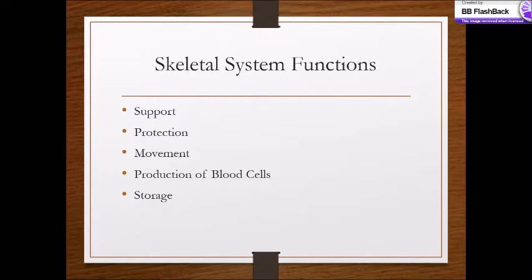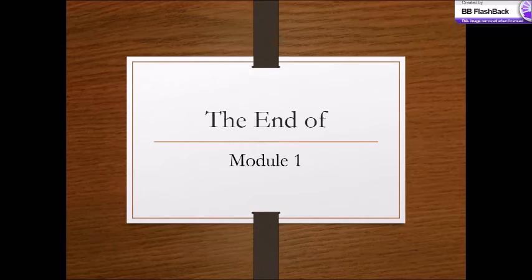And it also provides storage of phosphorus and calcium, and that's why they tell you to drink lots of calcium, eat lots of like cheese and drink milk and stuff like that to help provide for that storage in your bones for the calcium. Okay, so this actually concludes the overview of the skeletal system anatomy and physiology, and so we will go on to the next module, which goes more into the pathology of the skeletal system.